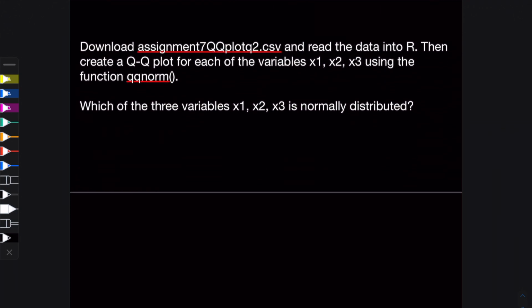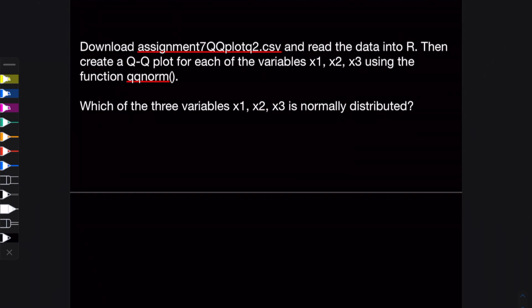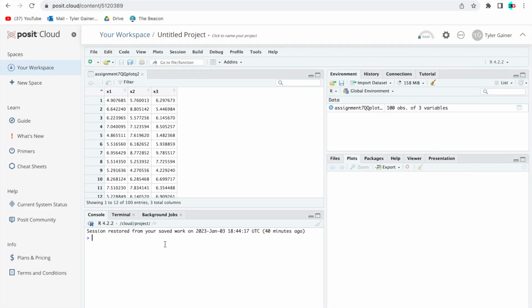Now the only thing we have left for this is an RStudio part. It says to download this assignment and read the data into R, then create a QQ plot for each of the variables x1, x2, and x3 using this function, and say which of the three variables is normally distributed. So I'll show you the RStudio stuff now. Alright, so now we are on to the RStudio part.